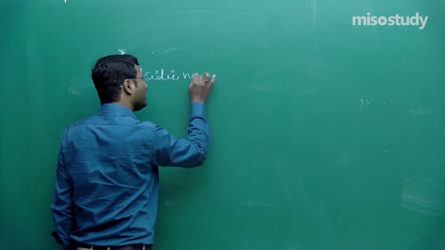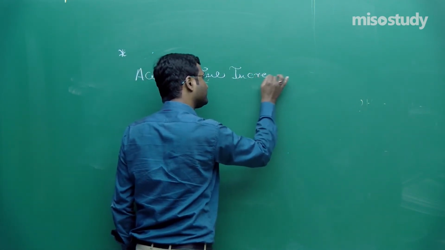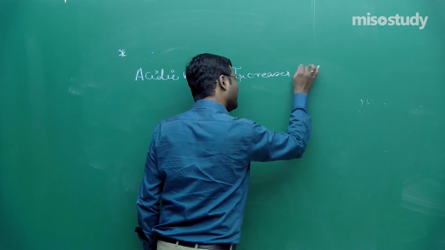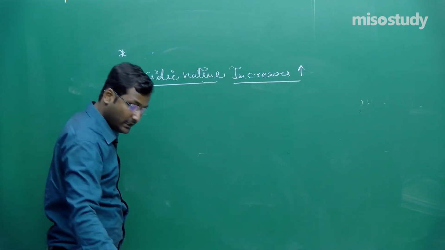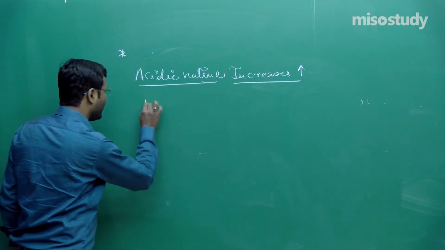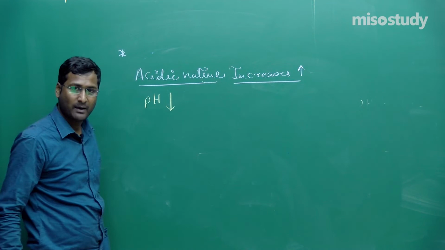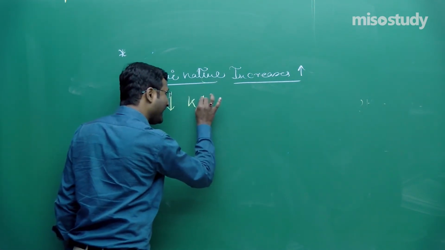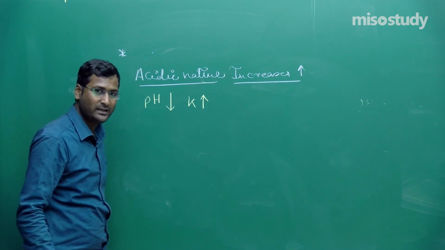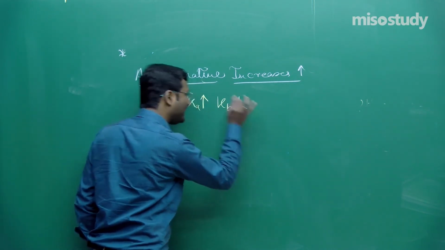Acidic nature increases when? In terms of pH, if pH decreases. Are you getting my point? In terms of Ka, if Ka increases. Are you getting my point? In terms of Kb, if Kb decreases.